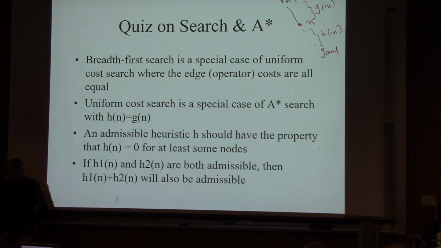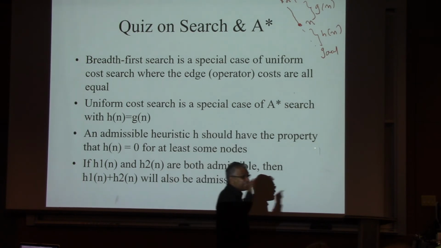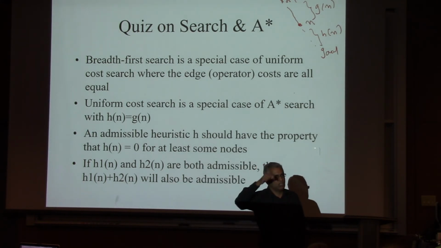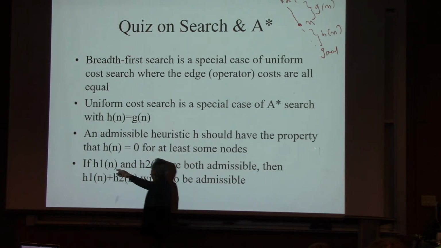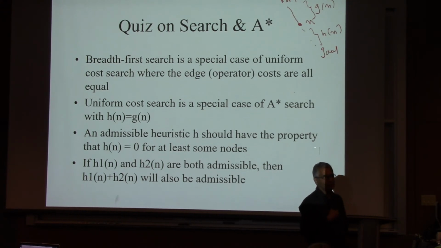But the majority basically said H1 plus H2 cannot be admissible. It's not guaranteed to be admissible. That's basically because a heuristic could be admissible by, for example, being equal to the optimal value at some node, and if you add even an epsilon to that, it will become inadmissible. Do you see what I'm saying? So in general, if you have two heuristics, H1 and H2, adding them up doesn't give you an admissible heuristic.